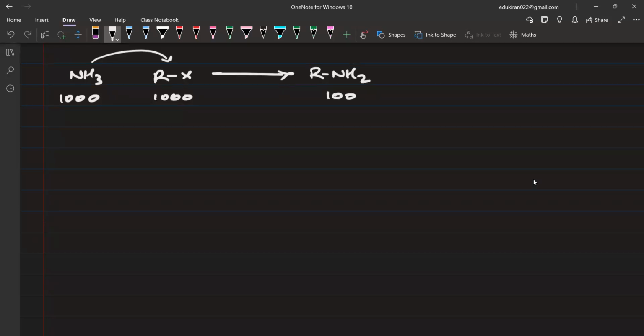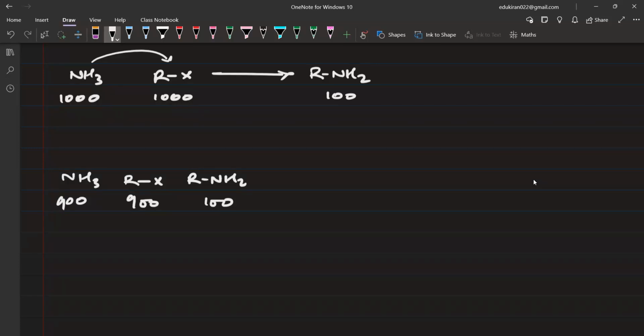नाउ इन द नेक्स्ट सीन क्या है? अब आपके पास रिएक्शन मिक्सचर में क्या क्या तीन चीजें हैं. You have NH3, you have RX and you have RNH2. ठीक है. तीन चीजें हैं रिएक्शन मिक्सचर में. How many NH3? 900. How many RX? 900. And how many RNH2? 100. Now not all the RNH2 will attack here ना, क्योंकि 900 यहाँ पे आपके पास क्या है? RX है. ठीक है.